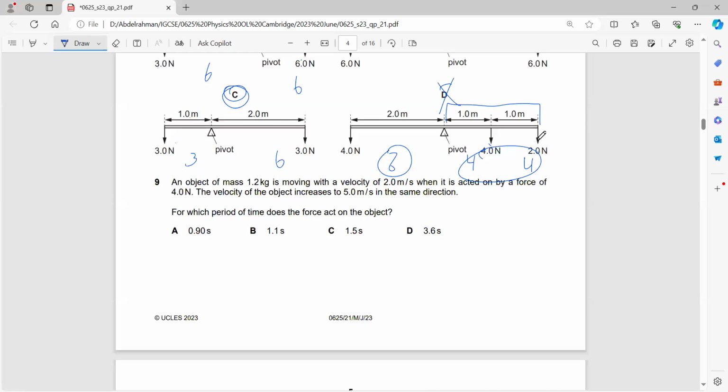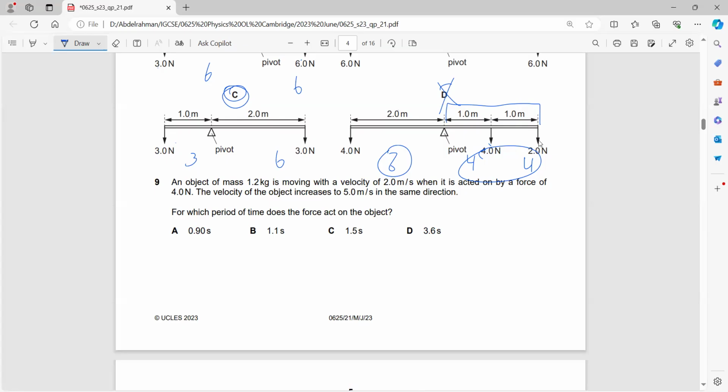An object of mass 1.2 kilograms is moving with a velocity of 2.0 meters per second when it's acted upon by a force of 4 newtons. The velocity of the object increases to 5 meters per second. For which period of time does the force act on the object?